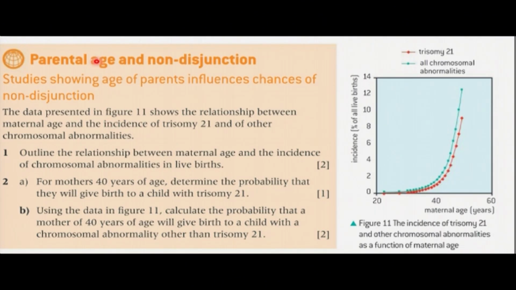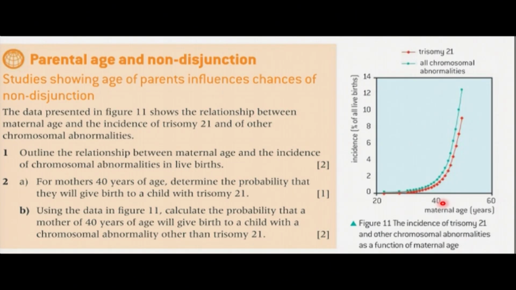It is related to parental age and how non-disjunction can occur. When do we have these mistakes coming up? Can they be connected to age? What if I produce when I'm 50? What if I become pregnant when I'm 46? What are the chances? So here we do have a graph showing us the age, maternal age.